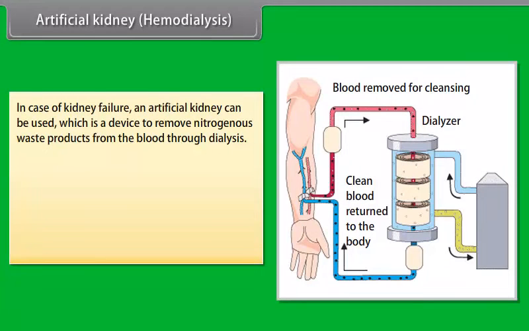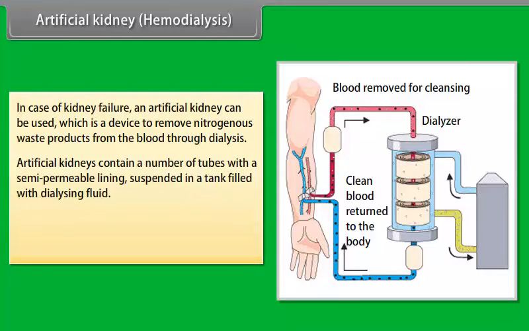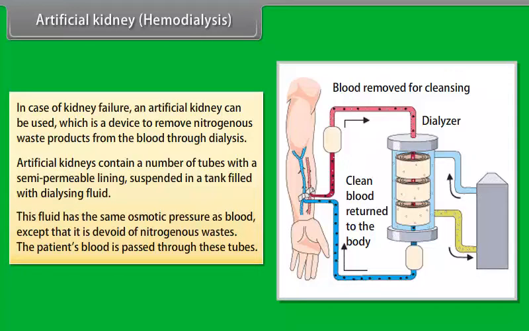In case of kidney failure, an artificial kidney can be used, which is a device to remove nitrogenous waste products from the blood through dialysis. Artificial kidneys contain a number of tubes with a semi-permeable lining suspended in a tank filled with dialysing fluid. This fluid has the same osmotic pressure as blood, except that it is devoid of nitrogenous wastes.